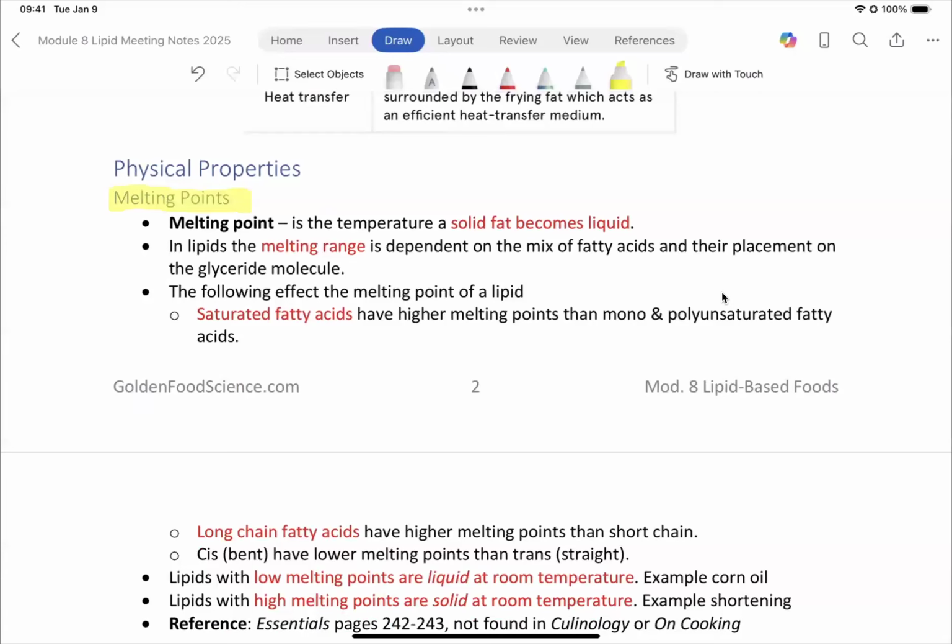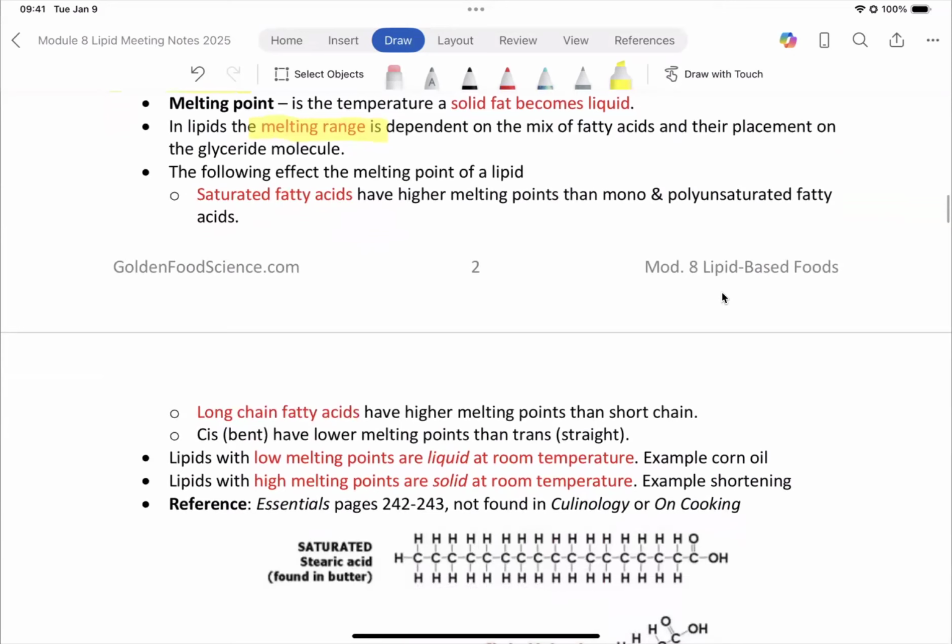But it's a little misleading when you say melting point, because actually fats have a melting range, which is dependent on the different fatty acids that are present. If it has a lot of saturated fatty acids, it's going to have a higher melting point. Also, if it has a lot of long chain fatty acids, it has a higher melting point.